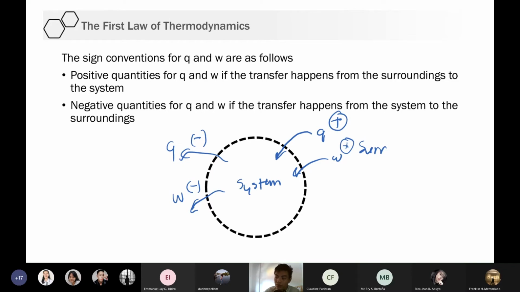So, yan. Example, yung wallet ko, kumuha ko ng 500. Negative yung balance ko. No? Magne-negative yun. Minus 500. So, ganun din dito sa thermodynamics. Anything na binibigay mo sa system is positive and anything na kinukuha mo sa system ay negative.